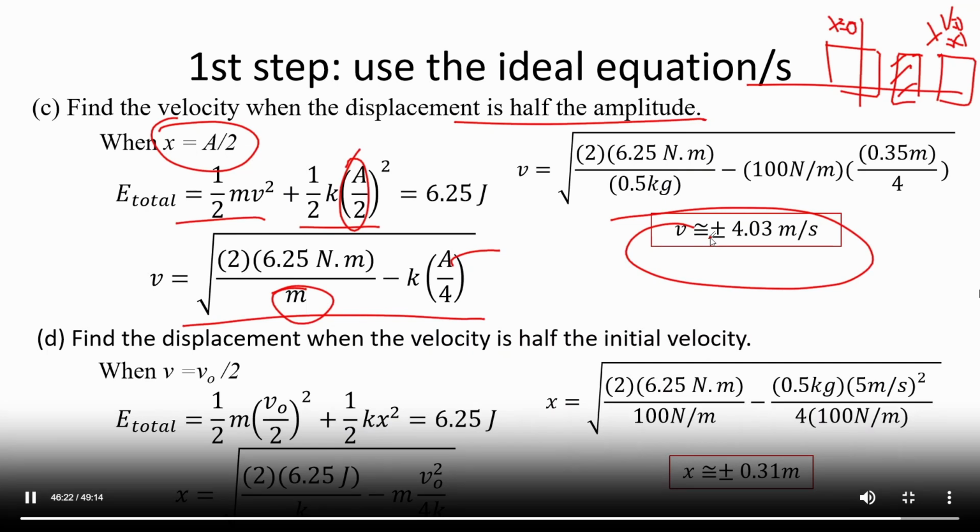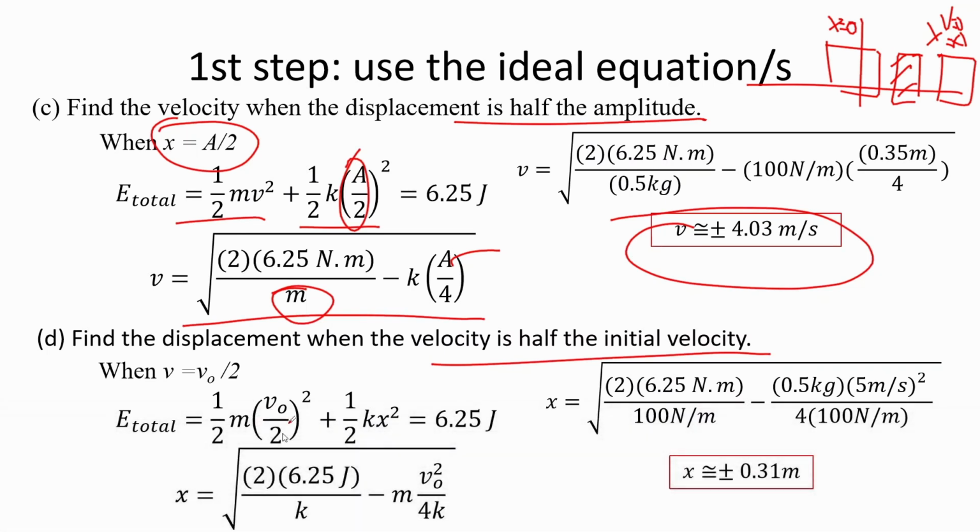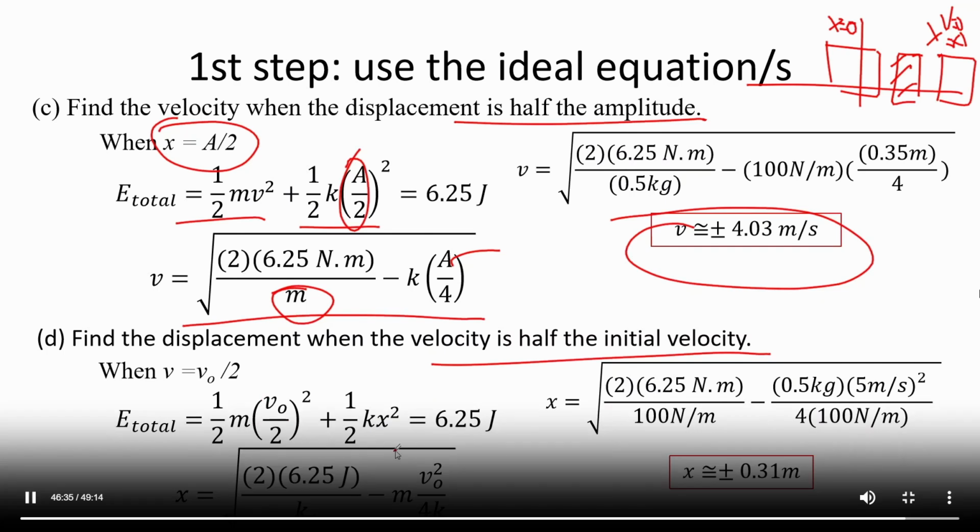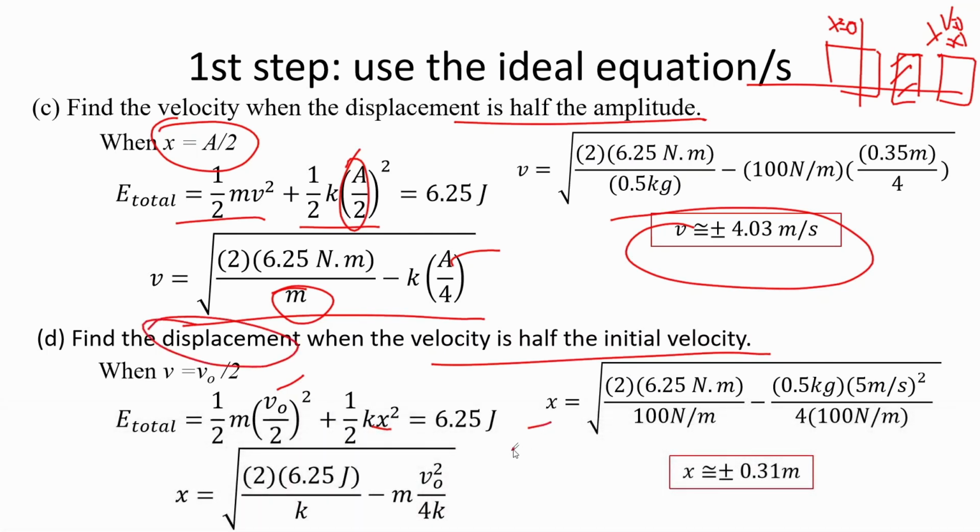Next, find the displacement when the velocity is half the initial velocity. Again, the initial velocity is 5 meters per second. The expression has both elastic potential energy and kinetic energy. Rewriting to solve for x, since we are looking for the displacement, you arrive at this expression. Substituting the values, x is around plus or minus 0.31 meters.